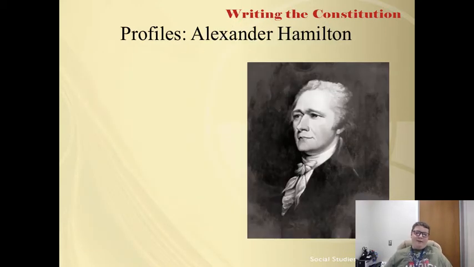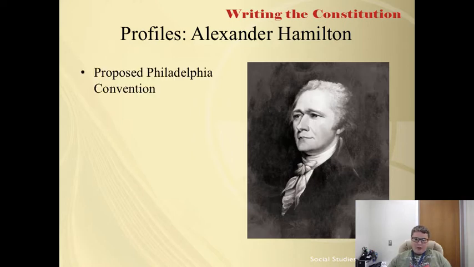Profiles. Alexander Hamilton. A military leader and aide-de-camp to George Washington during the Revolution, Alexander Hamilton continued to stay active in politics after the end of the war. As an attendee of the failed Annapolis Convention, Hamilton proposed the delegates meet in Philadelphia to correct problems with the Articles of Confederation.